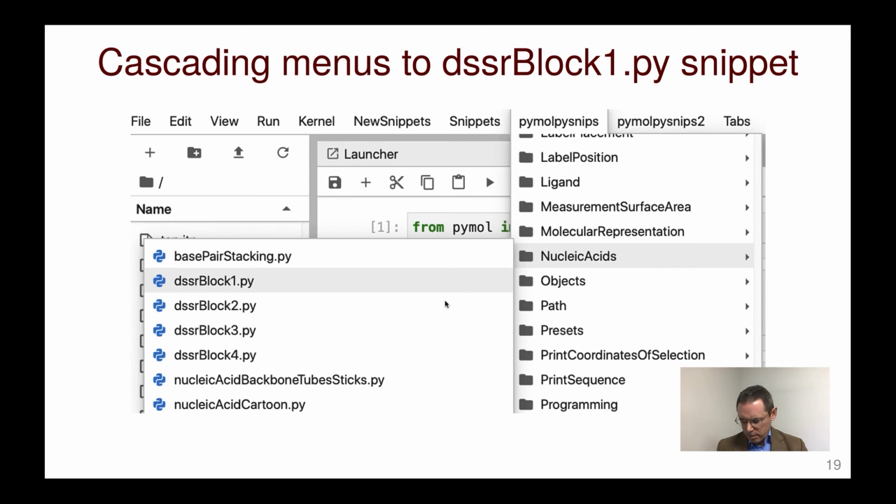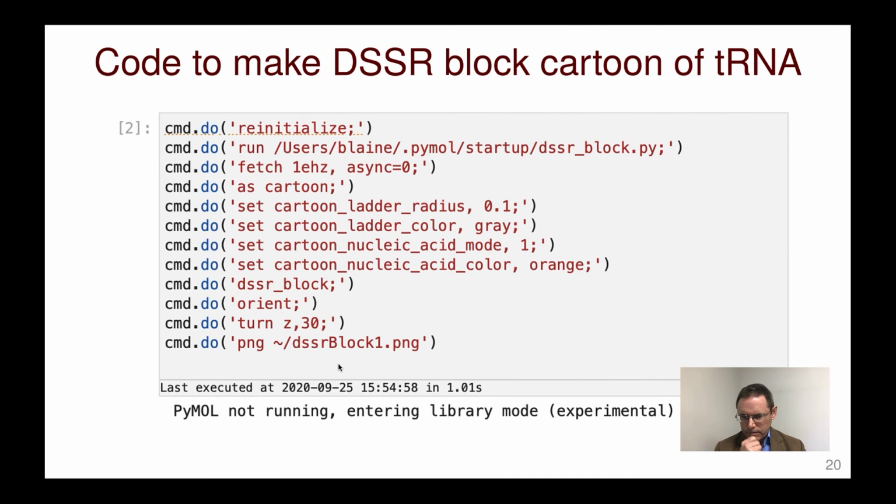So the great thing about the multi-menu extension is that it's very easy to create menus simply by creating folders within the Jupyter library. The name of the menu is the name of the folder, and then you have subfolders in this folder, which provide submenus. Under nucleic acids, we actually have about 8 snippets. We're going to select the first snippet, and this is the corresponding code. In single quotes, you can see the PML code.